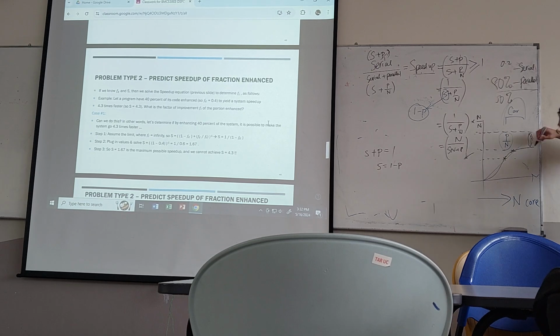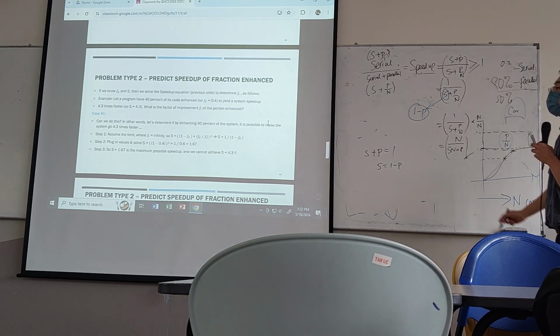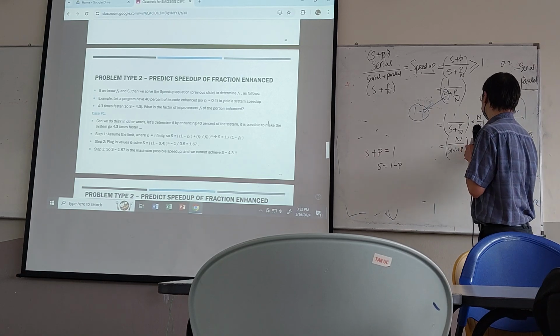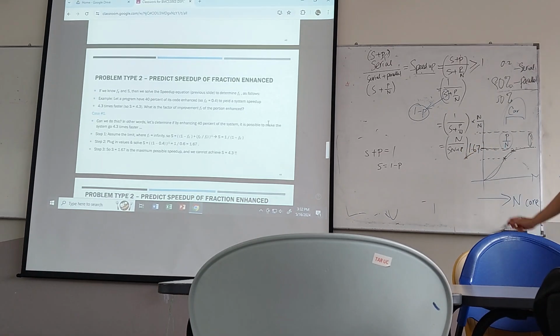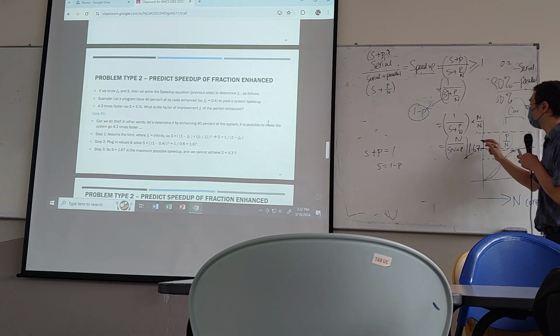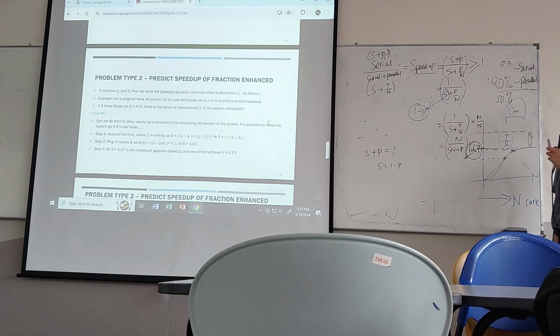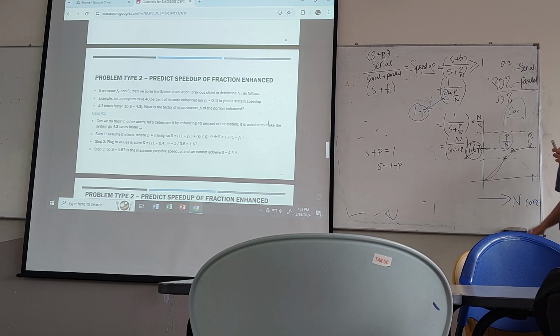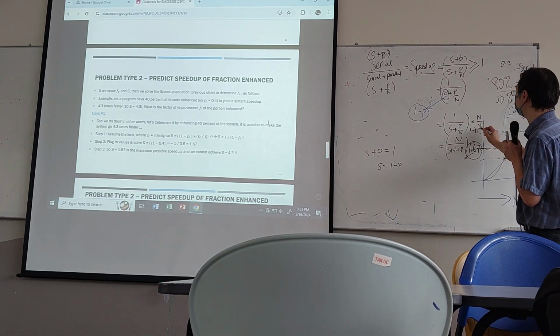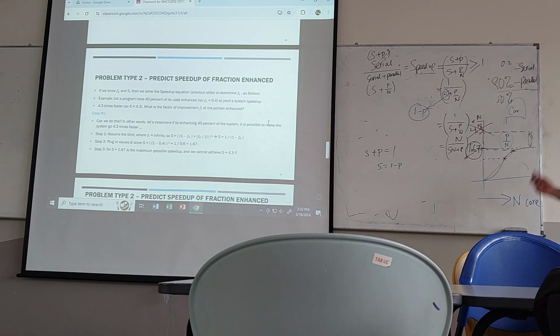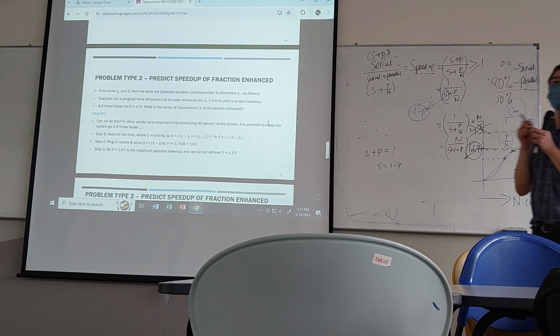We want to find out what is the maximum speed up that we can achieve. And we found out that it is 1.67. That means that is the best that you can get. If your n increases to infinity, that means this 4.3 is not achievable. You get it? Okay?